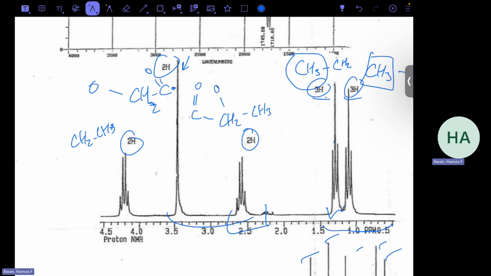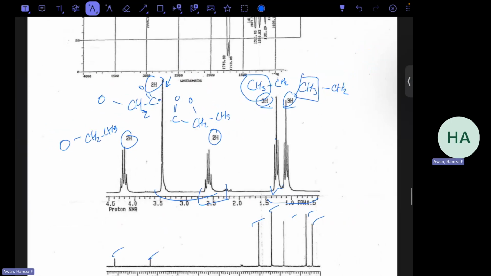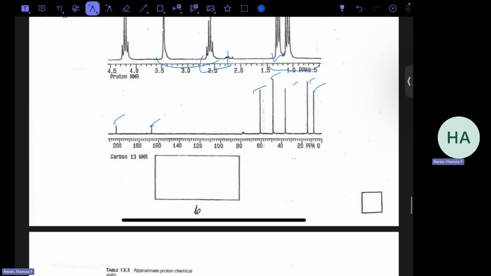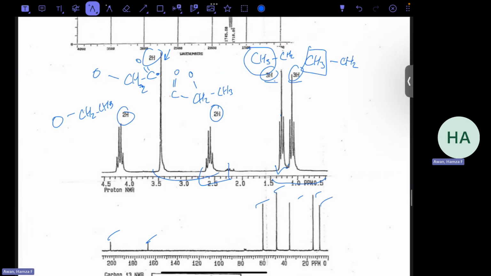So I can tell straight off the bat this is connected to an oxygen, straight, just completely like that, right? So now we know that we don't have any alkene bonds, right? So there's no alkene bonds, so we can scratch that off the list.